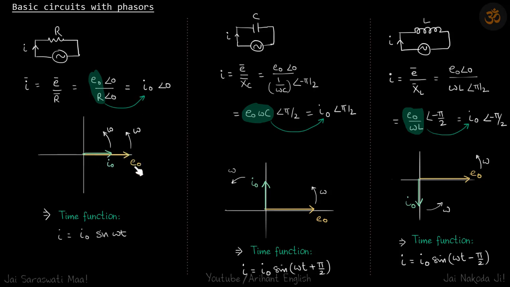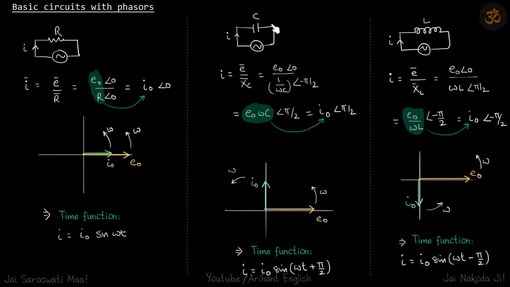So E naught, E was E naught sin omega t, so this will be here, and I naught is also I naught sin omega t, so this will also be here, and both will be rotating with omega. So if we write our current as a function of time, then I can write it as I naught sin omega t. So I naught angle 0 can be represented as I naught sin omega t. Initial phase is 0, so this is omega t minus 0. And I naught is just magnitude, which is written here also. So this and this are same.